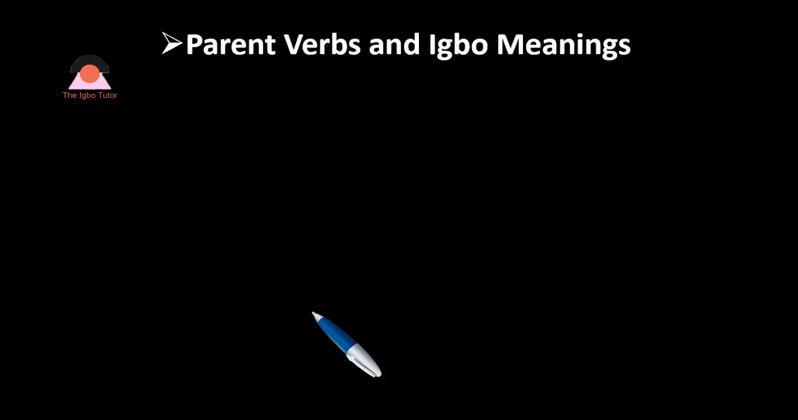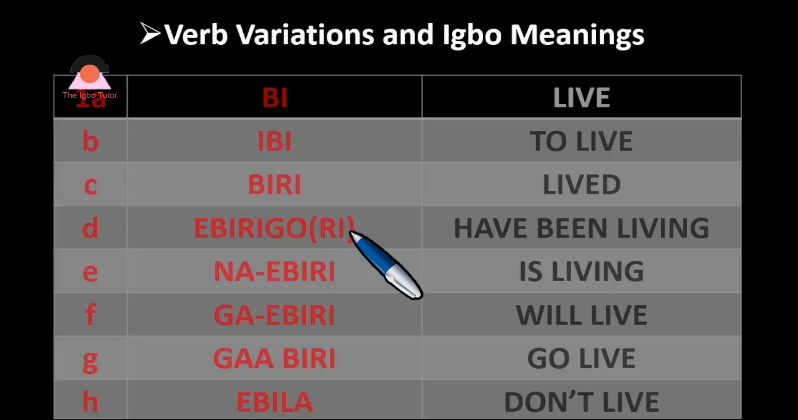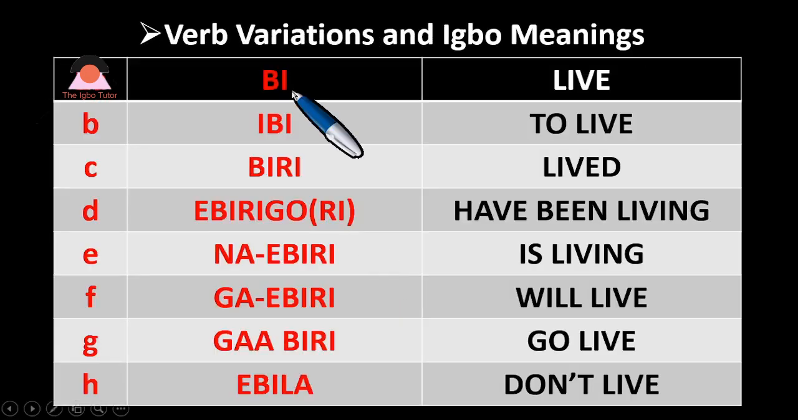So let's begin. Today, in this part 2, we are looking at 4 parent verbs, which are be, meaning leave, then bupu, meaning carry out or carry away, bute, meaning carry in, and then bubiga, meaning carry over. These are the 4 parent verbs we are looking at today. So let's begin with the first one, which is be, leave.